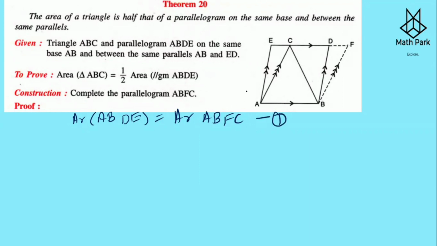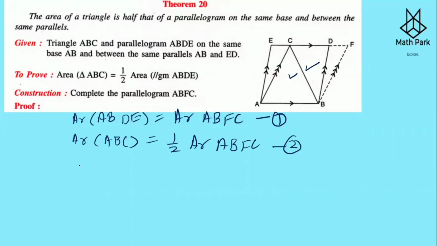And now when we look at the parallelogram ABFC, you have BC as a diagonal, and the diagonal of a parallelogram divides it into two congruent triangles. So therefore, we get area of ABC is equal to half the area of parallelogram ABFC, because the diagonal divides it into two congruent triangles. So it becomes half of that. Let this be equation 2. And from 1 and 2, you get area of triangle ABC is equal to half.